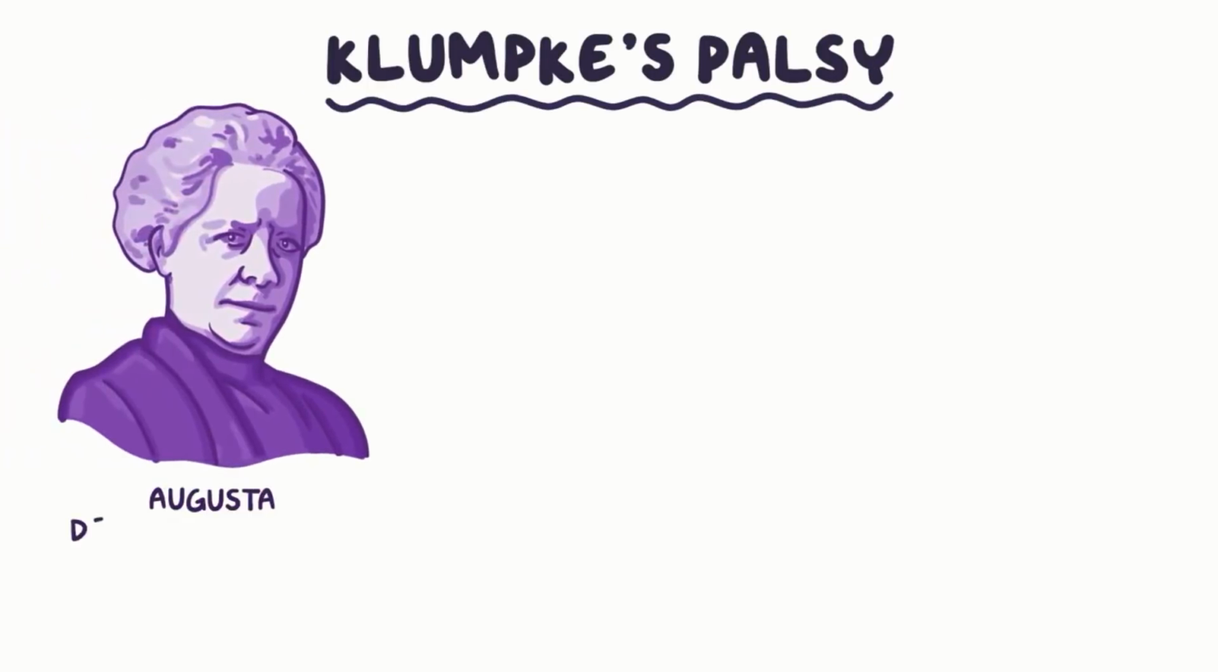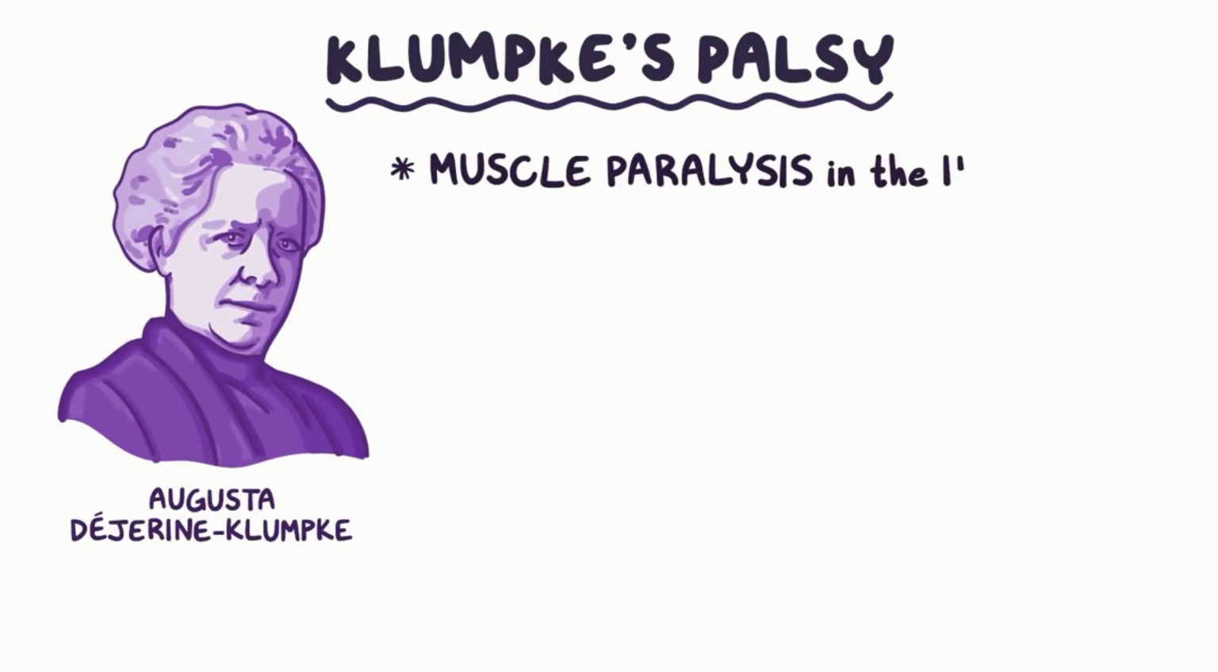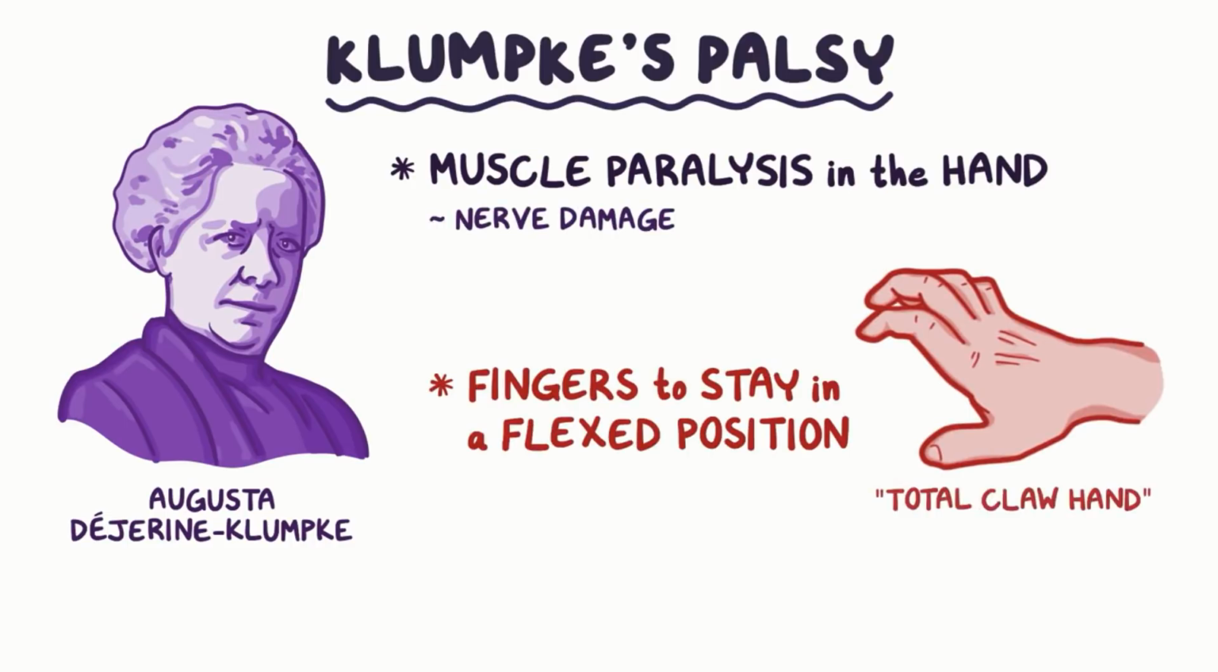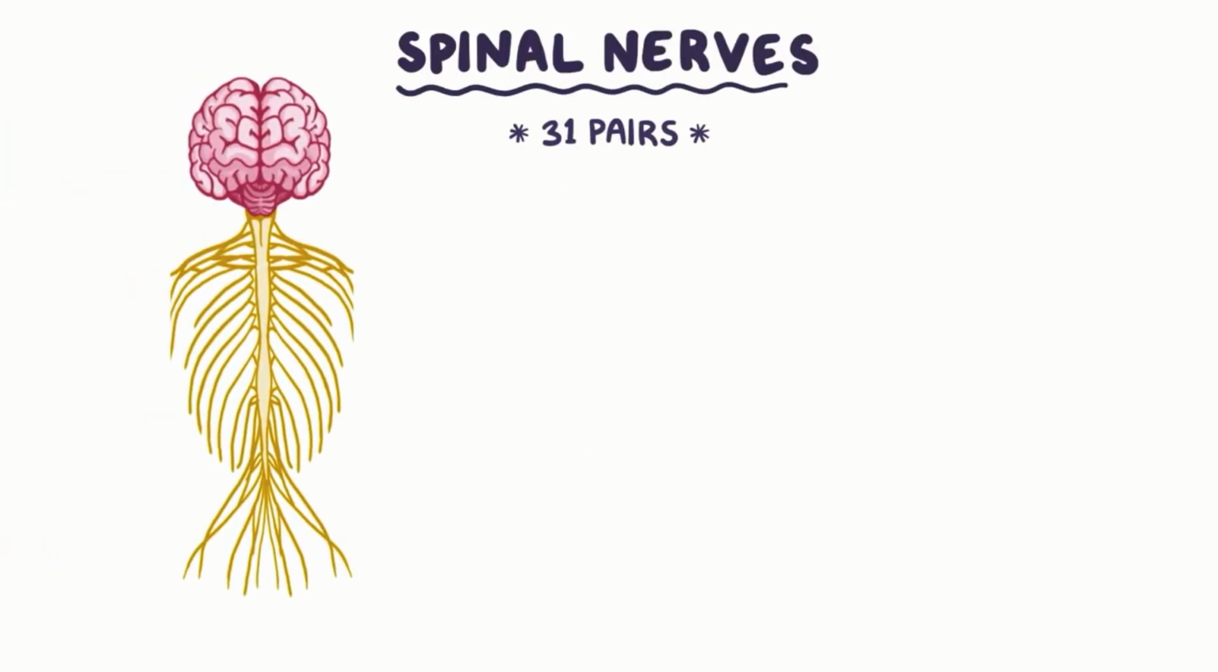Klumpke's palsy, named after the neuroanatomist Augusta Déjerine-Klumpke, who first described it, is where there's muscle paralysis in the hand, caused by nerve damage. This causes all the fingers to stay in a flexed position, so it's also called total claw hand.